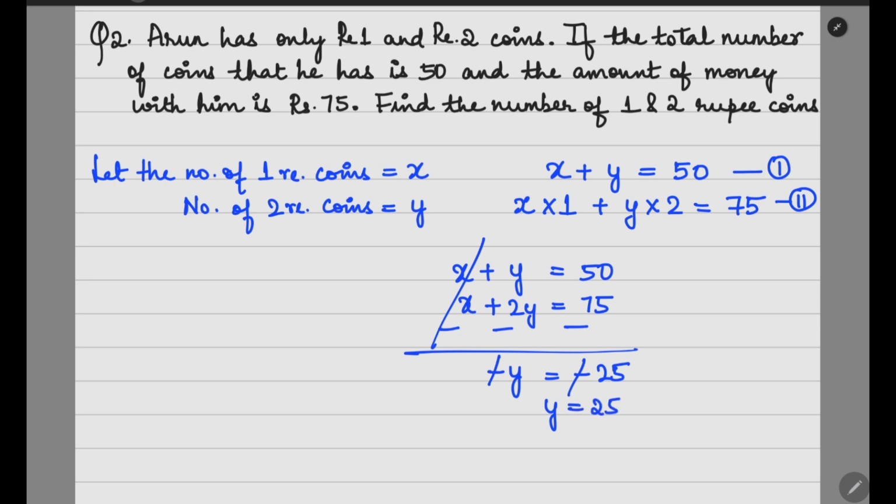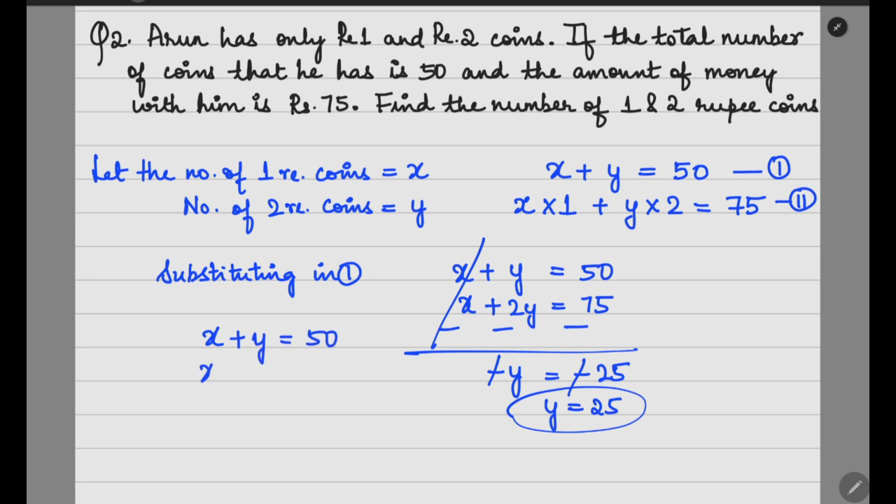Okay, and you can substitute it in the first equation. So you are getting X plus Y equal to 50. So X plus 25, which you have already got, equal to 50. So X is nothing but 25.